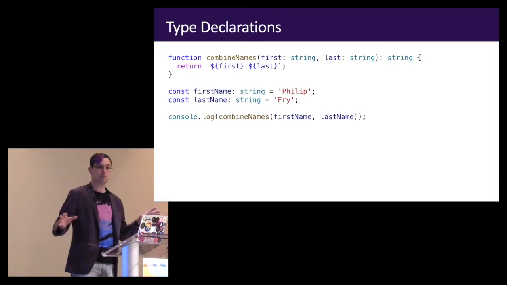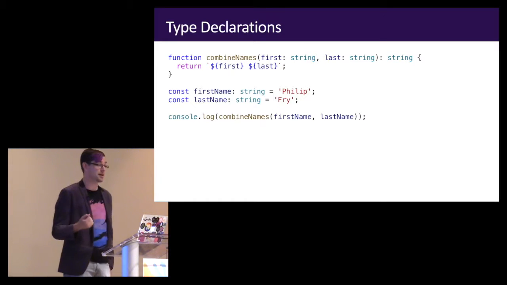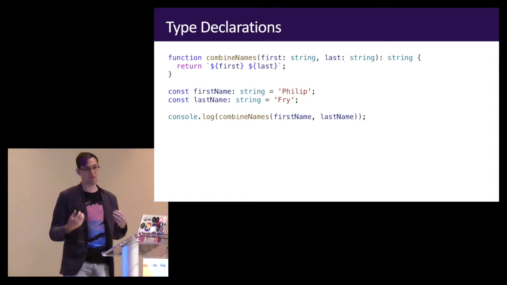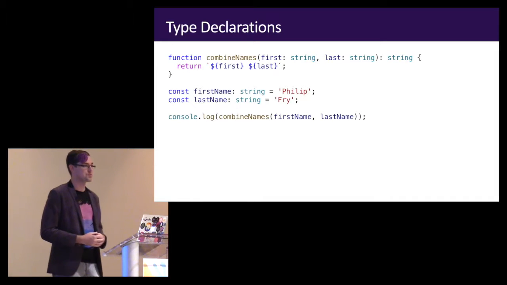And if at any point in time we violate these type definitions, let's say combined names decided it didn't want to return anything at all, or it returned a number instead, that actually gives us a compile time error. Meaning we can't actually build our project with these errors in place. TypeScript says, I'm sorry, you have a problem with your code, and you have to fix it first before I will actually build your code for you.